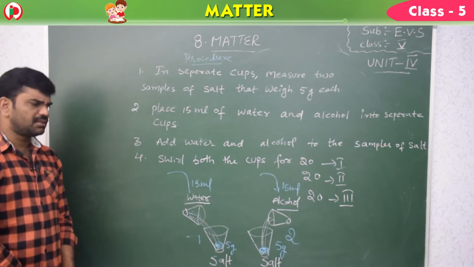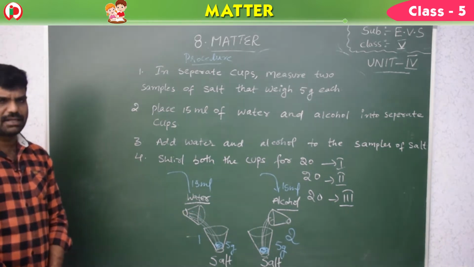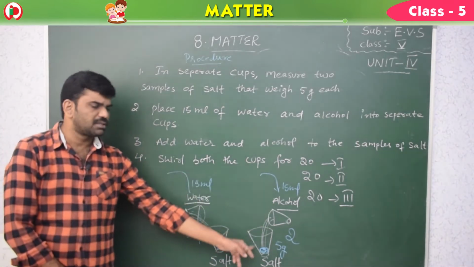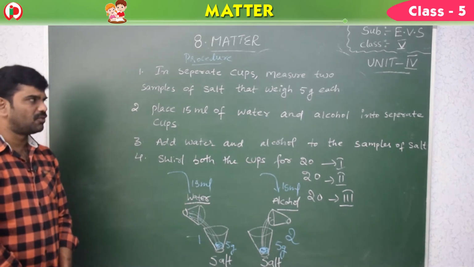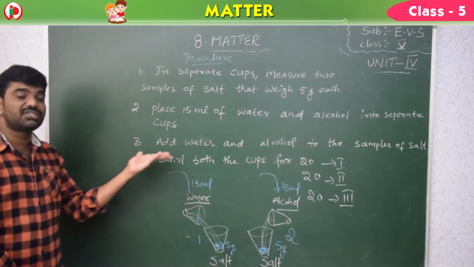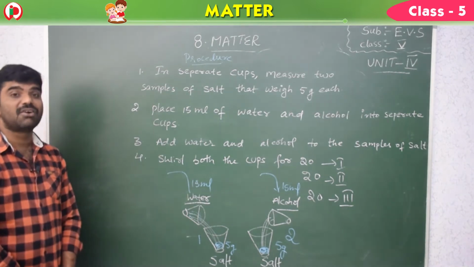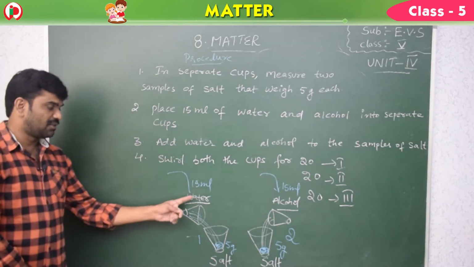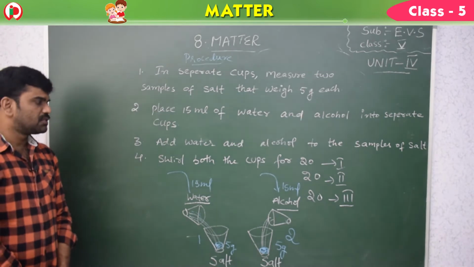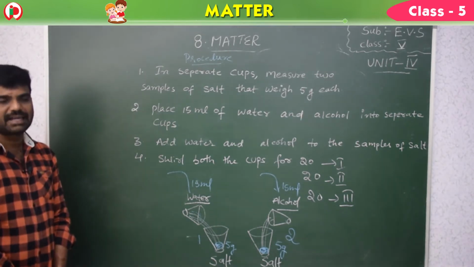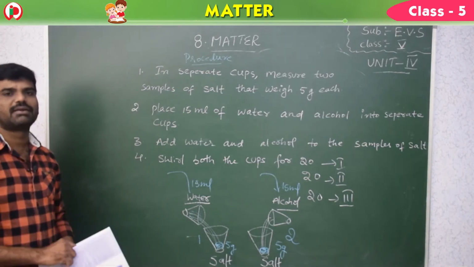Third process, go for the addition of water to the salt in the first case, alcohol to the salt in the second case. After that, what do you have to do? Yes, because here we are checking the solubility, you have to go for dissolving, dissolving the salt in water, dissolving the salt in alcohol. So, swirl both the cups for 20 seconds. Swirling means shaking, or you can keep a spoon and mix.